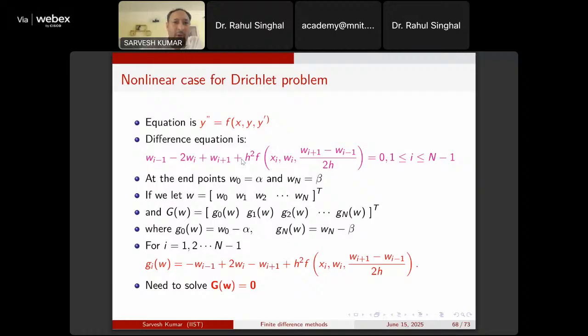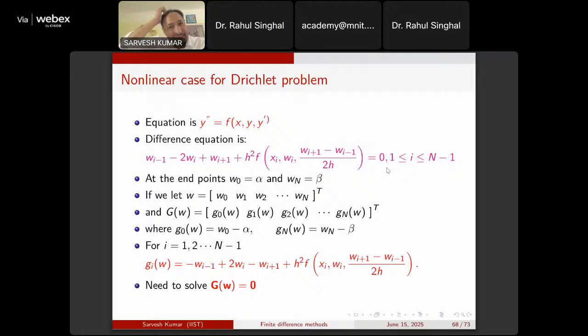Suppose I have a non-linear case. y double dash equal to f of x, y dash. F is non-linear here. Following the same idea, I can approximate the derivative by this, that is the central difference scheme, and y dash is replaced by this. So I have this, right?